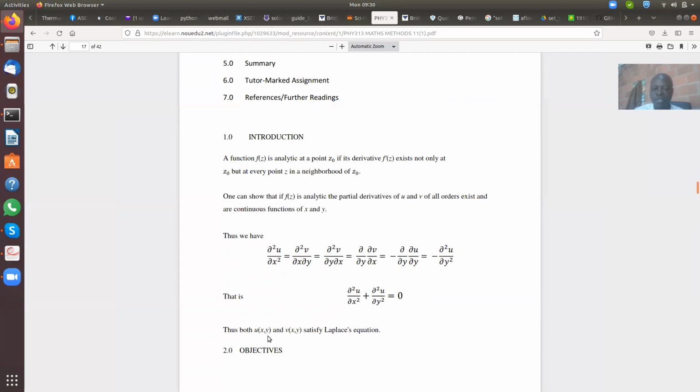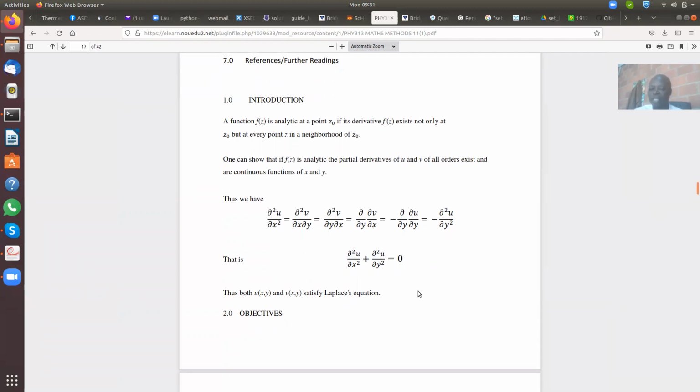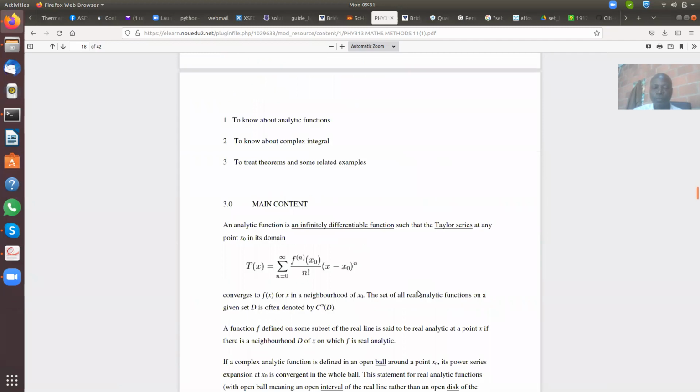So we say that u of x, y and v of x, y satisfy the Laplace equation, and this is what we call the Laplace equation. If you have a function and you take the derivative of the function and you substitute it inside the Laplace equation and it gives you 0, then automatically the function satisfies the Laplace equation and it is what? Analytic.